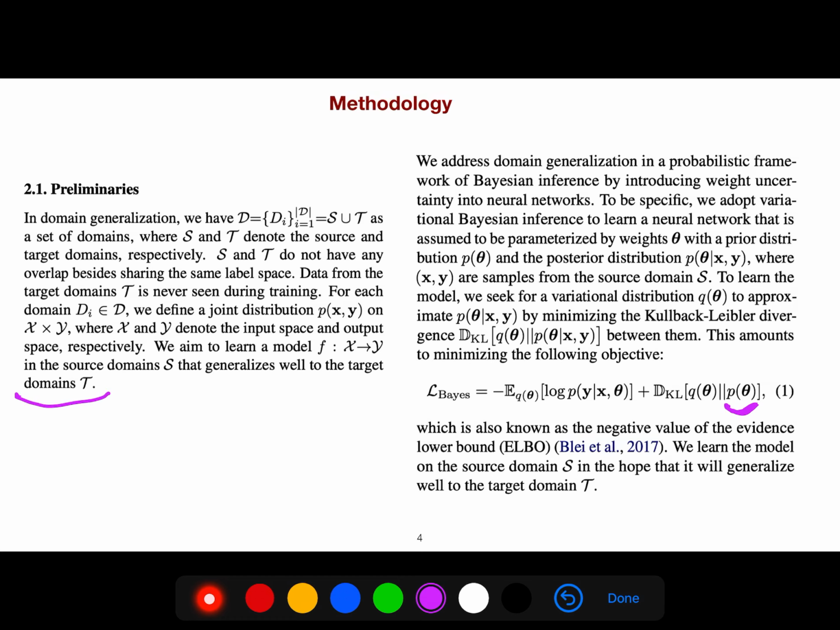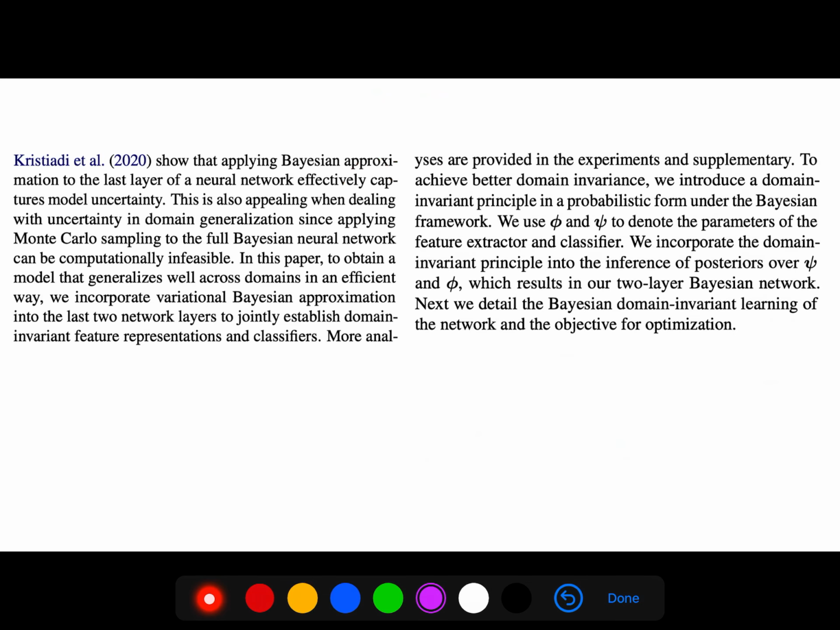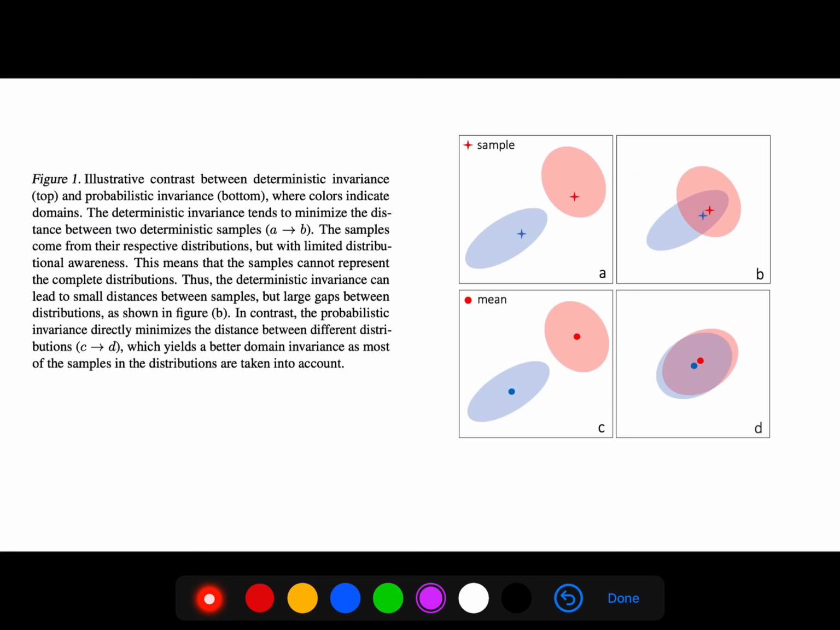To learn the model, we seek a variational distribution Q to approximate P by minimizing the Kullback-Leibler divergence between Q and our prior. And also we have a task at hand. So it was shown that applying Bayesian approximation to the last layer can effectively capture model uncertainty. Here is an illustrative contrast between deterministic invariance, which is on the top, and probabilistic invariance, which is on the bottom. You see in this figure that the deterministic invariance tends to minimize the distance between the two deterministic samples. The samples come from their respective distributions, but with limited distributional awareness.